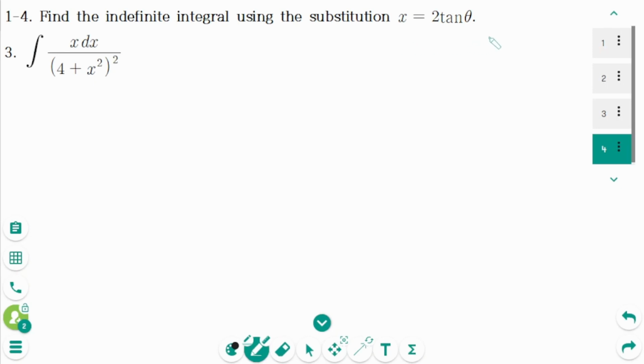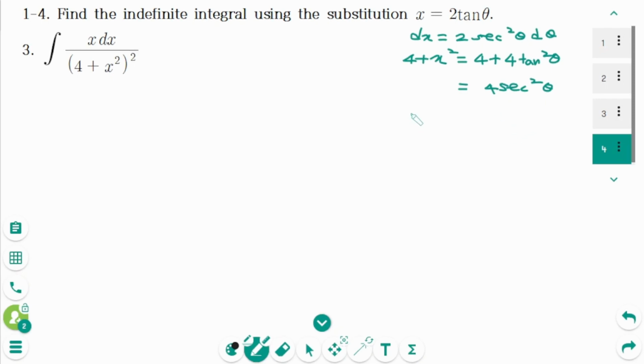Question 3. x equals 2 tangent theta, then dx equals 2 secant squared theta d theta, and then 4 plus x squared equals 4 plus 4 tangent squared theta, which is 4 secant squared theta. We know it because we have already used it. Then 4 plus x squared then squared equals 16 secant to the power of 4 theta.